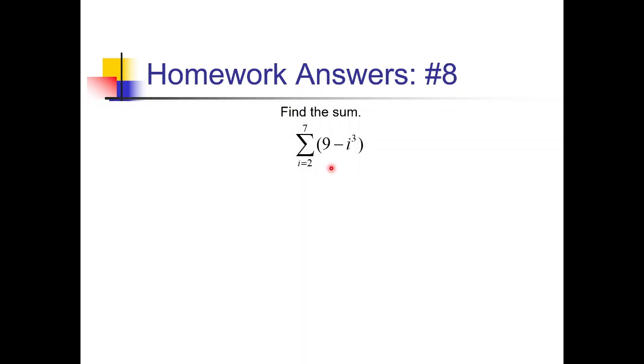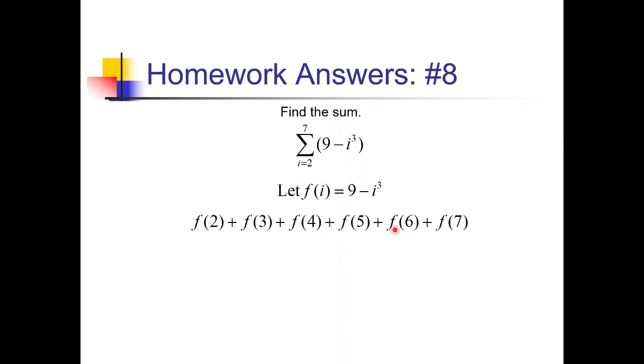In order to find this summation, I think the fastest way to do this is going to be to define this summand as a Desmos function. So let me just let f(i) equal 9 minus i cubed. And then on Desmos, I'm just going to do f(2) plus f(3), basically all the f of all the integers between 2 and 7. So 2, 3, 4, 5, 6, 7. So let's go ahead and do that.